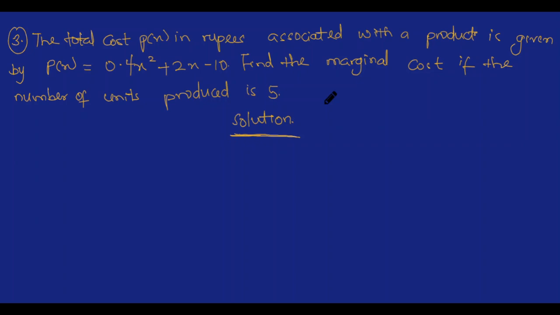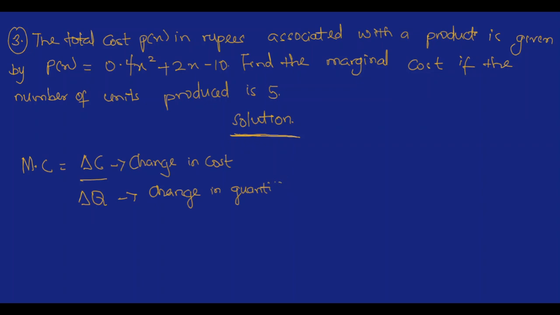Mathematically, this is represented as marginal cost equals delta C divided by delta Q. Delta C represents the change in cost and delta Q represents the change in quantity. From this, it is evident that if the change in quantity is 1, then the marginal cost refers to the change in the cost that occurs due to that change in quantity. That's what the marginal cost is.